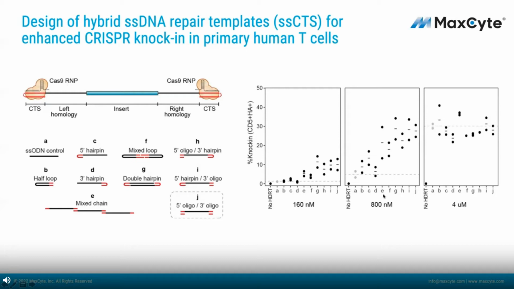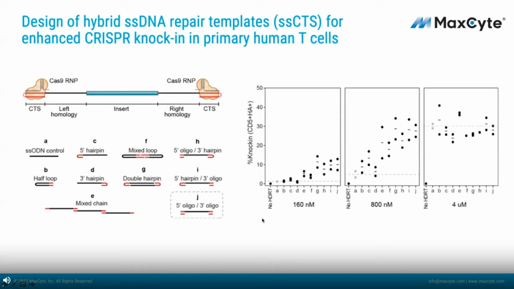And we see, though, at the lower concentrations that this approach is quite effective, especially when compared to the single-stranded control. So the addition of the Cas9 targeting sequences on either side of the ssODN significantly increased the efficiency of knock-in, which they were seeing in their primary T cells.